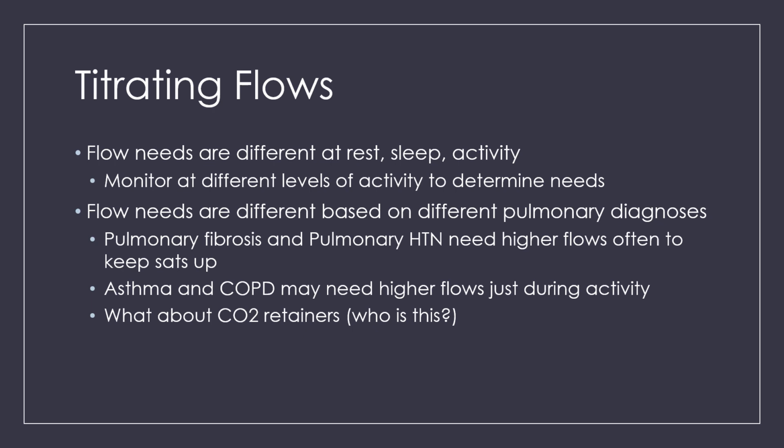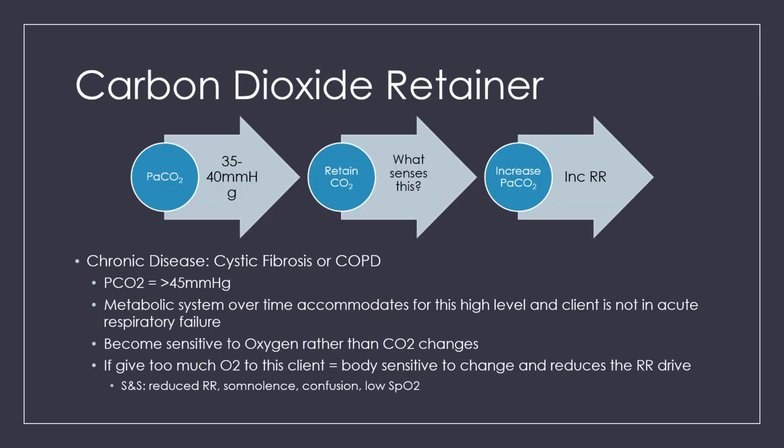So pulmonary fibrosis and pulmonary hypertension will often need a higher flow to keep their saturation levels up because of the compliance of the lung tissue. Asthma and COPD may need higher flows just during activity with their dyspnea on exertion kind of ideas. And then what about our CO2 retainers? This is someone with a chronic obstructive, often disease of cystic fibrosis, or our COPD patients with chronic bronchitis or emphysema dominant. So oftentimes this person is considered a carbon dioxide retainer when the PCO2 is greater than 45 millimeters of mercury.